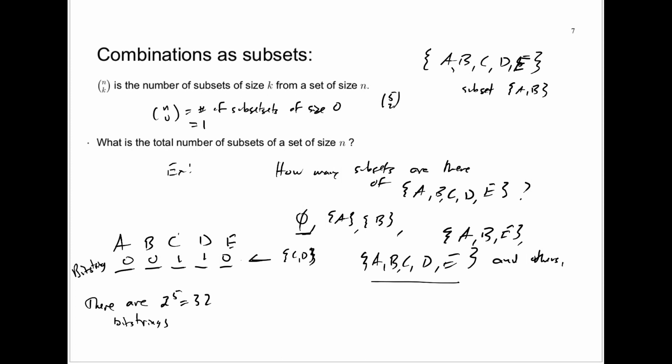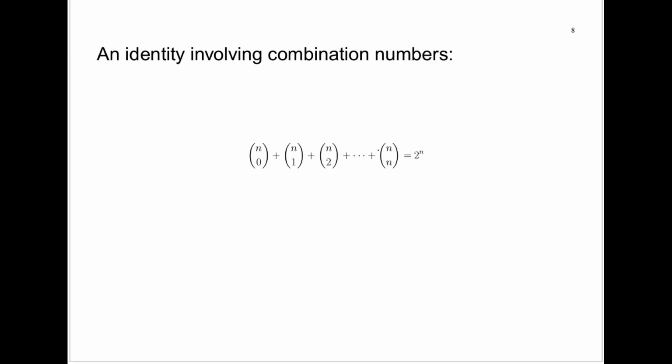In exactly the same way, we can see that the total number of subsets of a set of size n, the answer is 2 to the n, because we can make a one-to-one correspondence between bit strings of length n and subsets of an n-element set, and there are exactly 2 to the n bit strings of length n. Now, putting together what we've already learned, we get an amazing identity involving combination numbers, and that identity is this. If you add up the combination numbers, n choose 0 plus n choose 1 plus n choose 2, and go all the way up to n choose n, you get exactly 2 to the nth power.